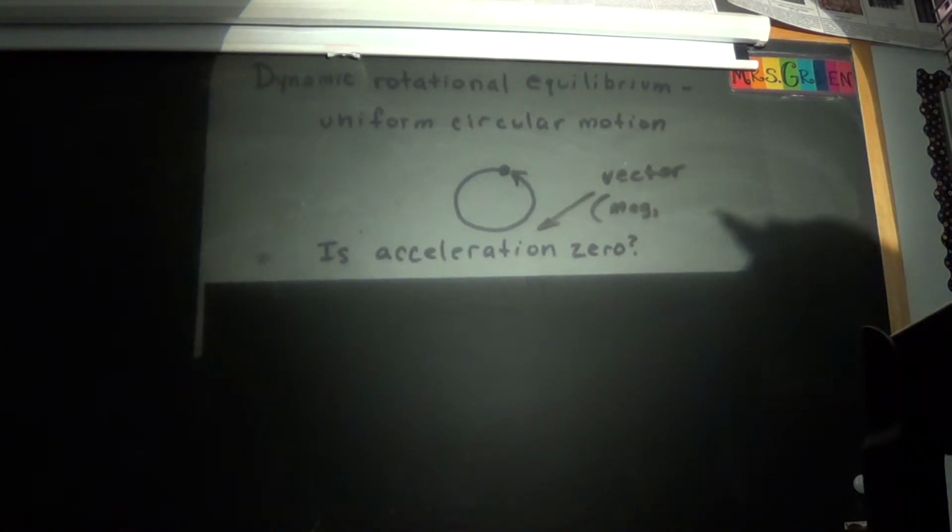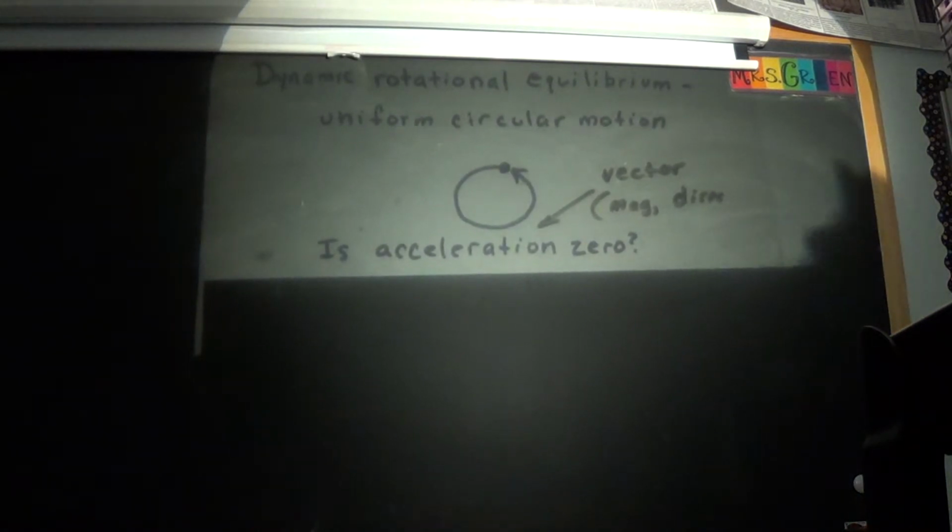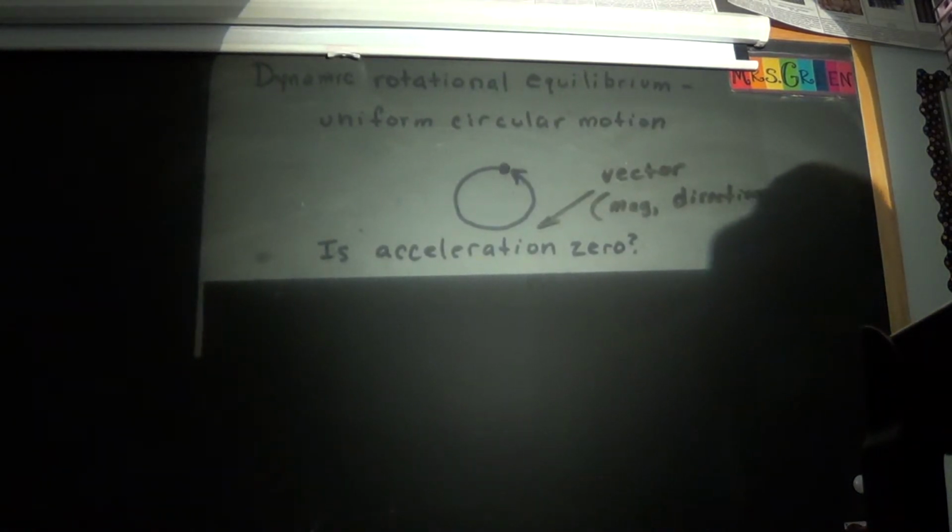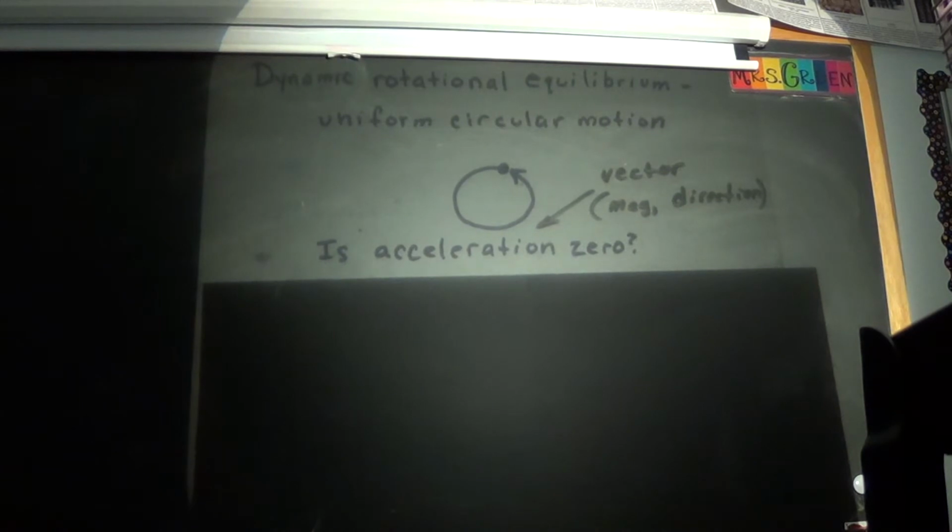That's a real blast from the past, which involves magnitude, which is a number, and direction. Magnitude and direction, every vector has two parts. The magnitude is not changing, and the magnitude of this acceleration vector is not changing, so it is 0.